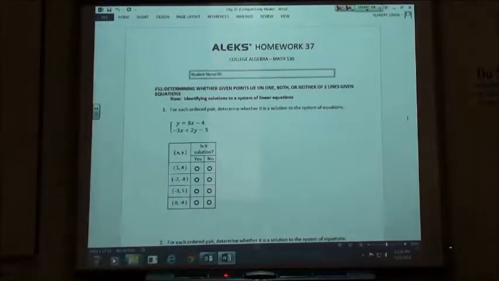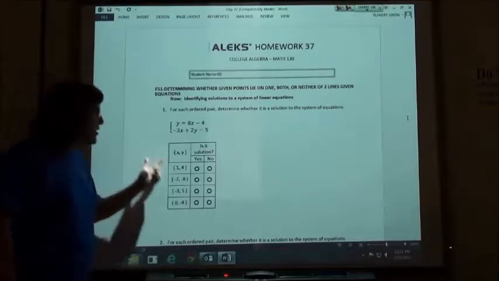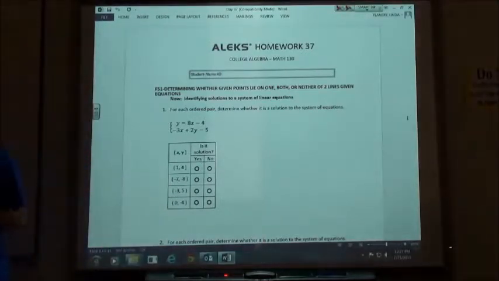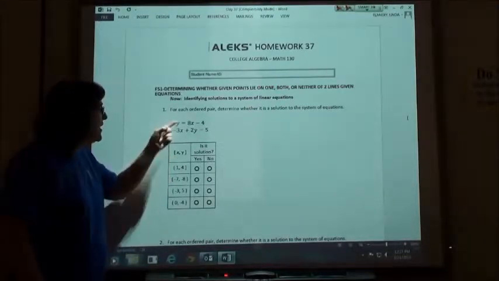Chapter 5 starts off with systems of equations, where you've got more than one equation with more than one variable. The first one's just checking to see: is the ordered pair a solution or not? If it is going to be a solution, you have to get a yes in both equations. So we're just going to plug our numbers in and check it out.